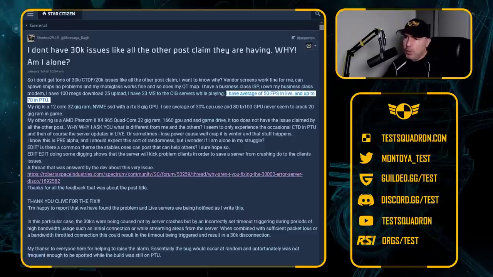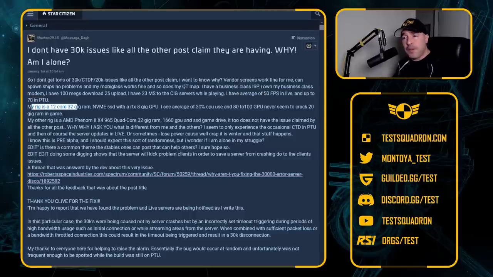But it's becoming more and more standard we see these days as 3060s, 3070s start becoming more regularly used. And also all the new latest AMD CPUs are just simply kicking ass as far as frame rates go in this game. I am past due for my upgrade. I'm still waiting to get the latest AMD GPU. They've been sold out for some time. I digress. My rig is 12 core, 32 gigs of RAM, NVMe SSD, RTX 8 gig GPU.